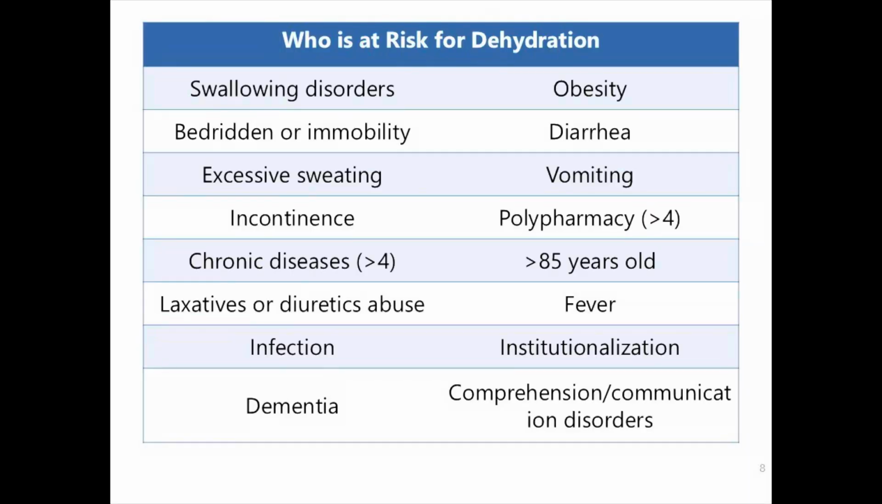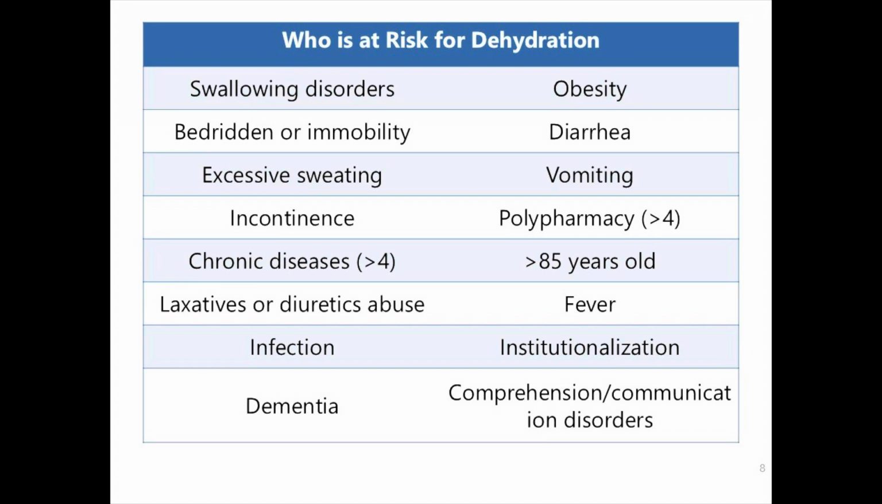Who is at risk for dehydration? Technically, anybody could be, given the circumstance, but these particular situations, if they occur: someone with swallowing disorders, someone that's bedridden or immobile, excessive sweating, someone that suffers with incontinence. If you have chronic diseases greater than 4, you're at a higher risk of dehydration. The use of laxatives and diuretics, infection can even affect the hydration status, causing you to be at higher risk. Someone with dementia, because they may just not remember to consume fluids, so it makes them a higher risk.